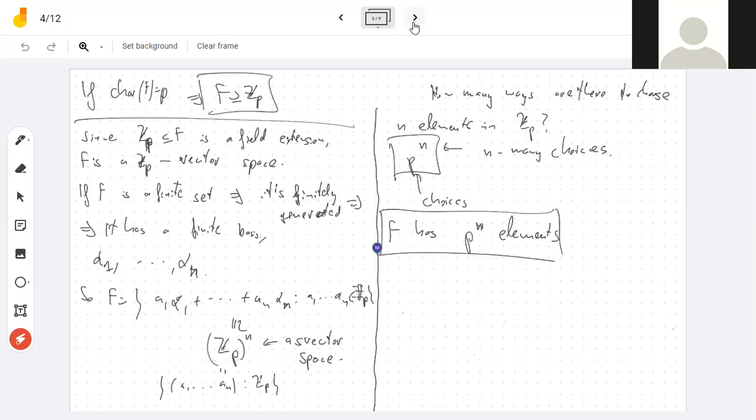So there's no field of order 20, of size 20. All right, so that's already part of the promise.